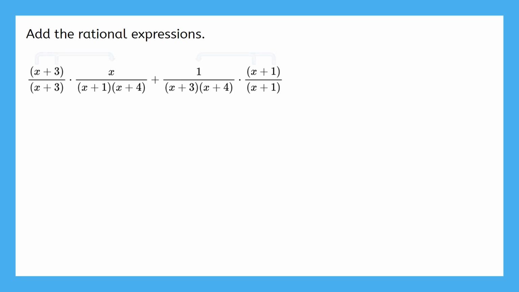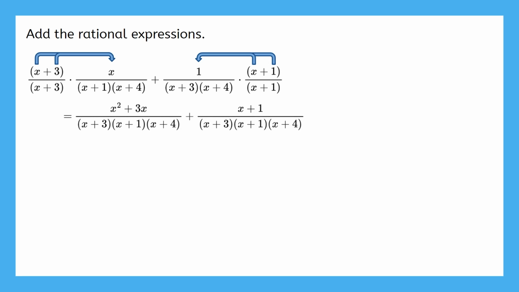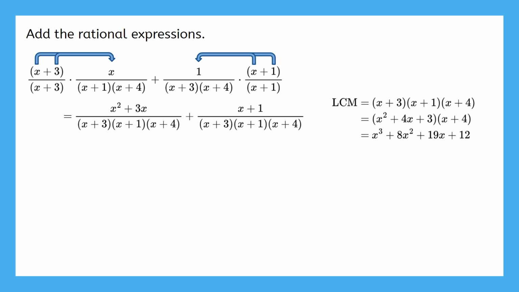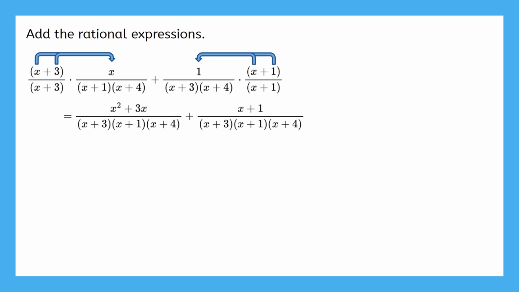We distribute in the numerators and keep the denominators factored. We can see that the LCM of the denominator is x plus 3 times x plus 1 times x plus 4. Distributing in the denominator is not necessary, but this is what it would be if we needed to. You should go back and check this to make sure that you're able to do it if need be. Anyways, let's get back to the problem. Now we can add our numerators together to get our final solution.